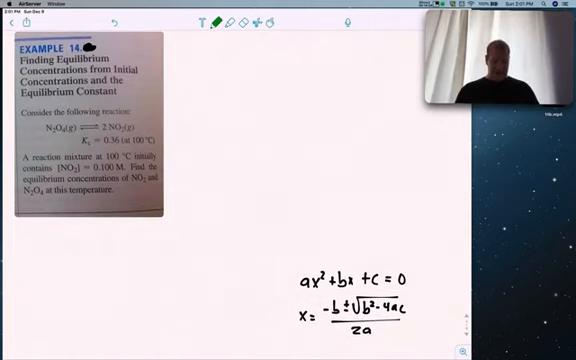Consider this reaction, N2O4 in equilibrium with two NO2s, and Kc is 0.36. Initially, the concentration of NO2 is 0.1 molar. What are the equilibrium concentrations of NO2 and N2O4? So we have N2O4 in equilibrium with two NO2s. I normally don't even write concentration, but I'll go ahead and put it in there anyways.